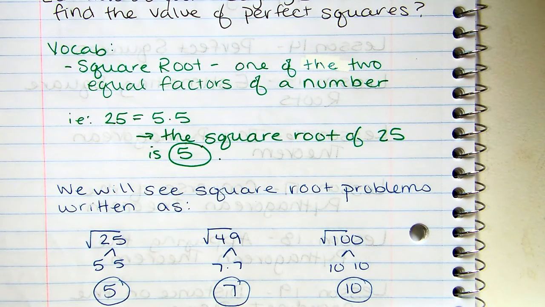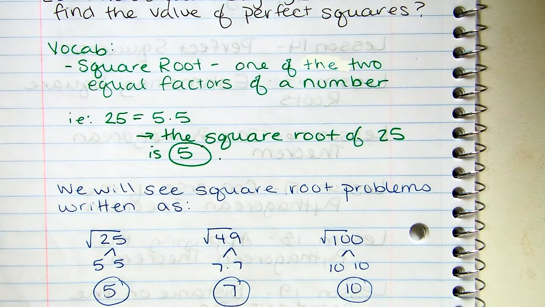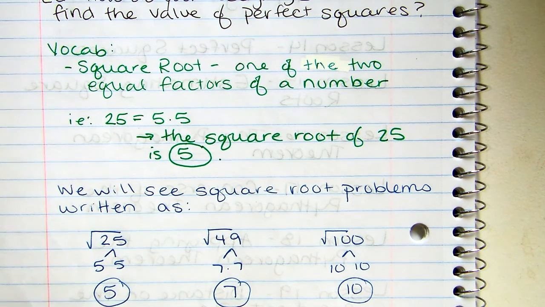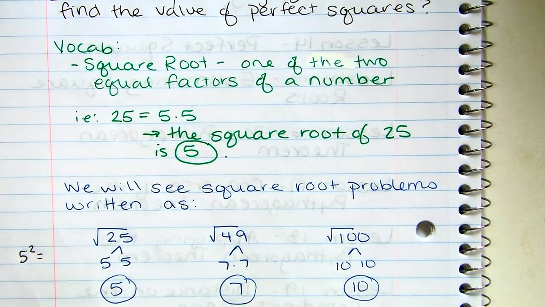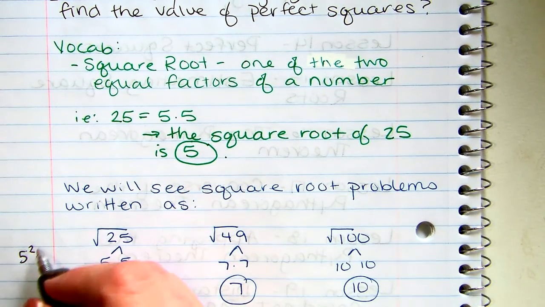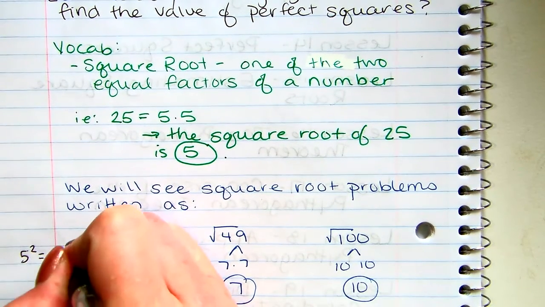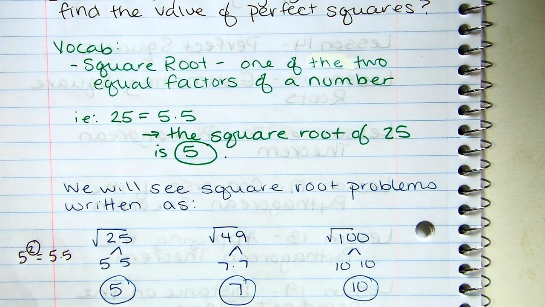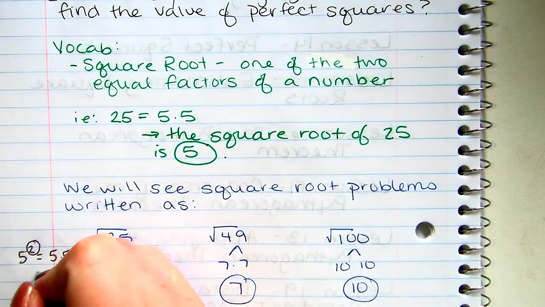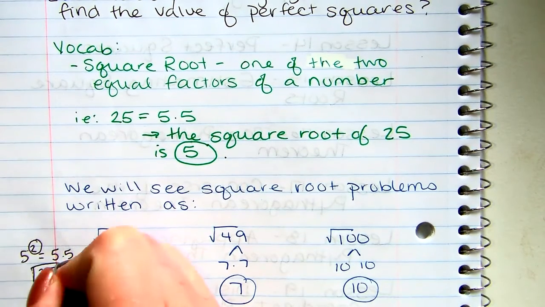Now, as we go through this, you will be asked to not only find the square root, but to also find the value of. So if we have a problem like 5 squared, that's asking you to go 5 times 5. Because again, this exponent here tells us how many 5s we will have. So when it says find the value of 5 squared, we're going to go 5 times 5, so therefore our answer would be 25.